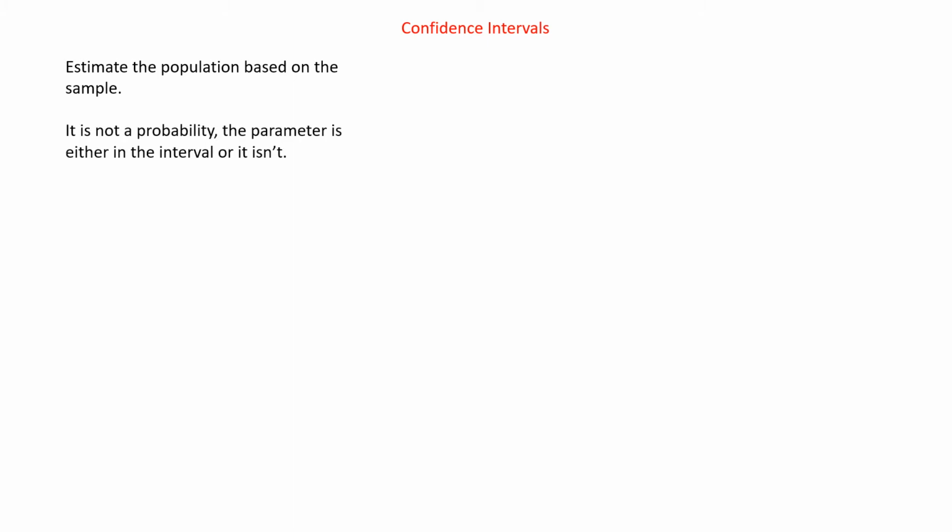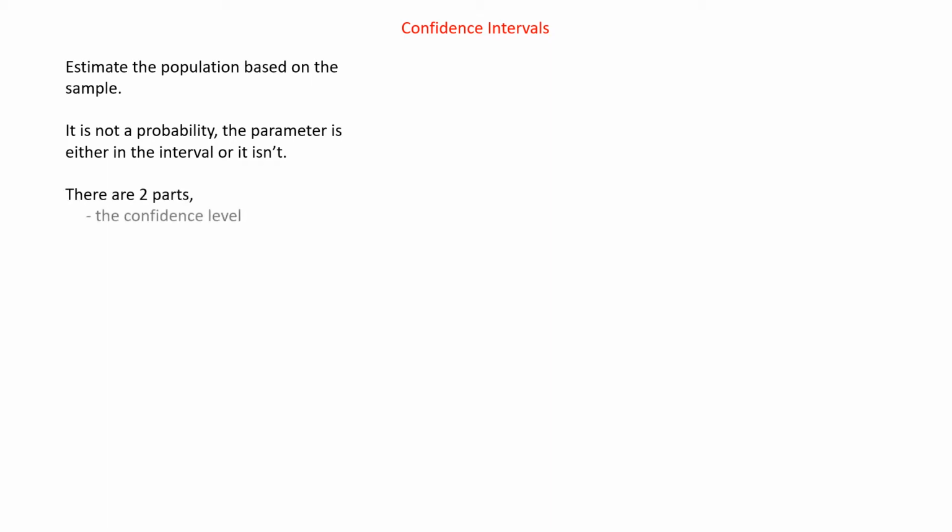It's not a probability. The mean or proportion or whatever the parameter is either in the interval or it's not. We might be 95% confident that it's in the interval, but it is not in the interval 95% of the time. That would be an incorrect statement. 95% of the intervals we could have gotten would include the parameter.